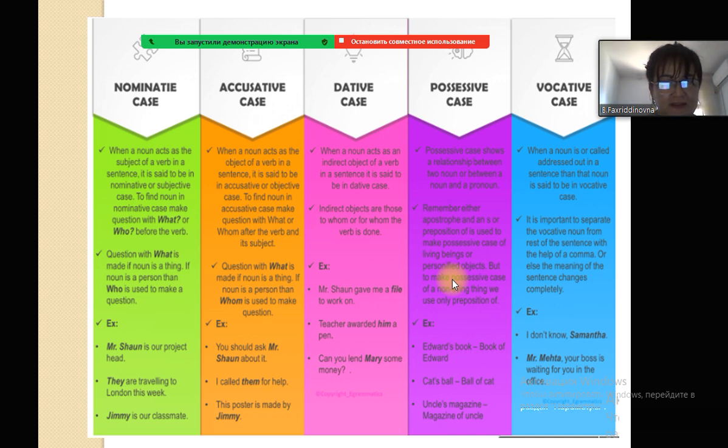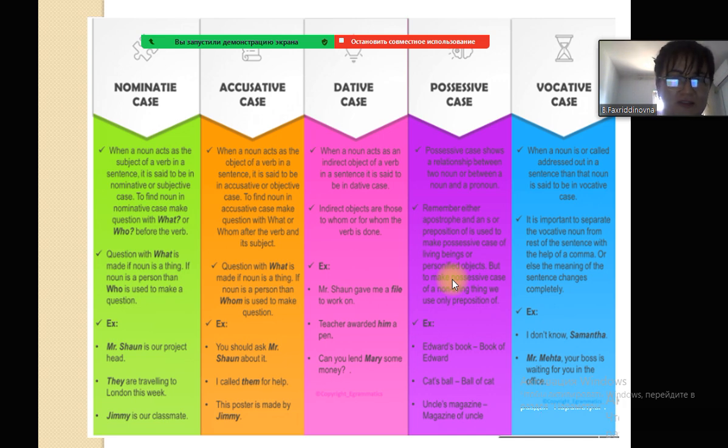When a noun acts as the indirect object of a verb in a sentence, it is said to be in the dative case. Indirect objects are those to whom or for whom the action of the verb is done. For example, "Mr. Shawn gave me a file to work on." "Teacher awarded him a pen." "Can you lend Mary some money?" In these sentences, me, him, and Mary are dative case.